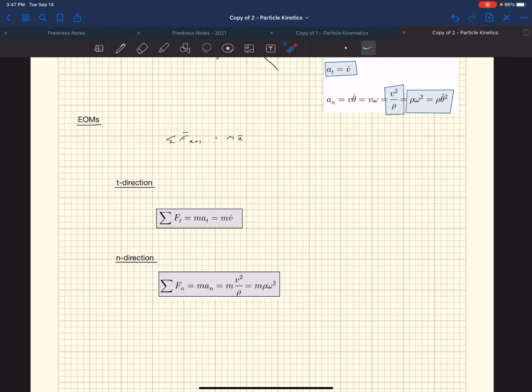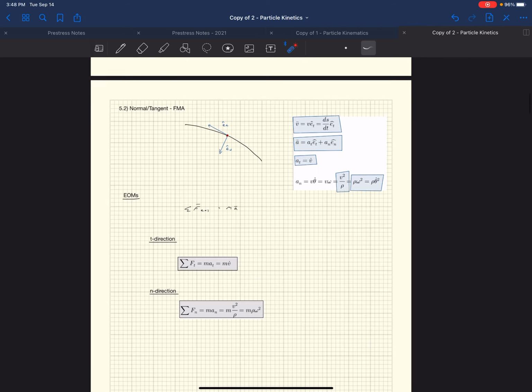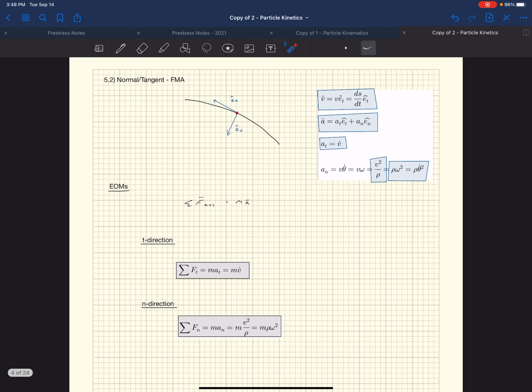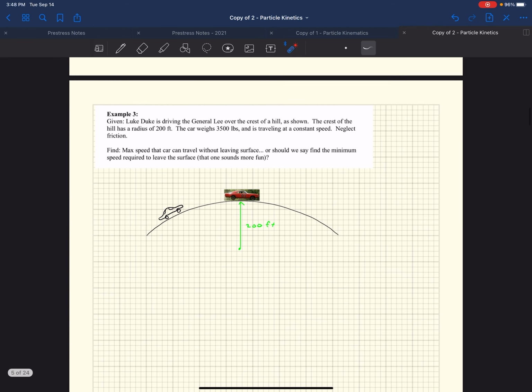So what I do is I draw a free body diagram. I look at all my forces in the t direction, and I set that equal to mv dot. I look at all my forces in the n direction, and I set that equal to m rho omega squared, or mv squared over rho. Either one. Simple as that. It's as simple as it sounds. So that is it for the derivation of normal tangent coordinate systems and kinetics, F equals ma. Okay, so let's do a couple of examples.